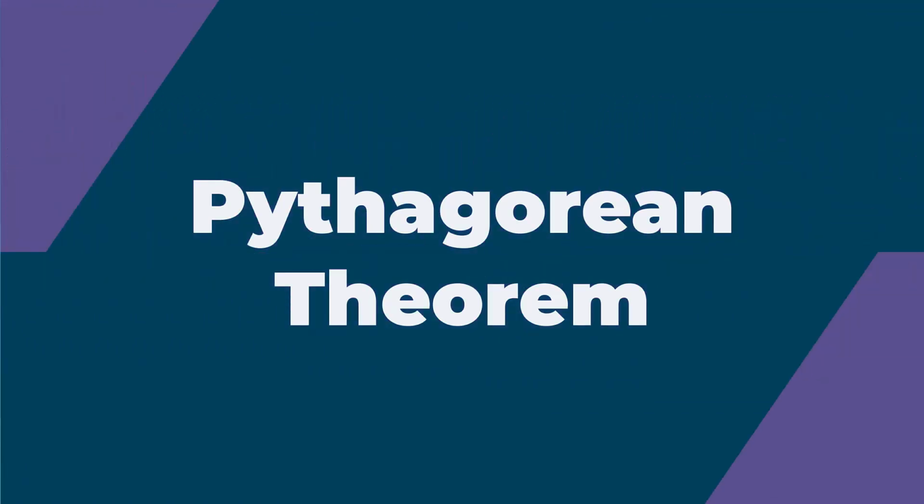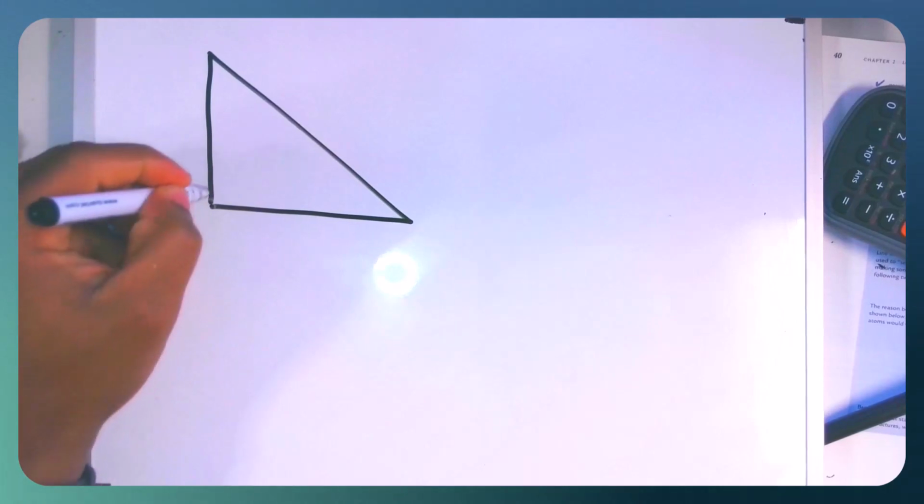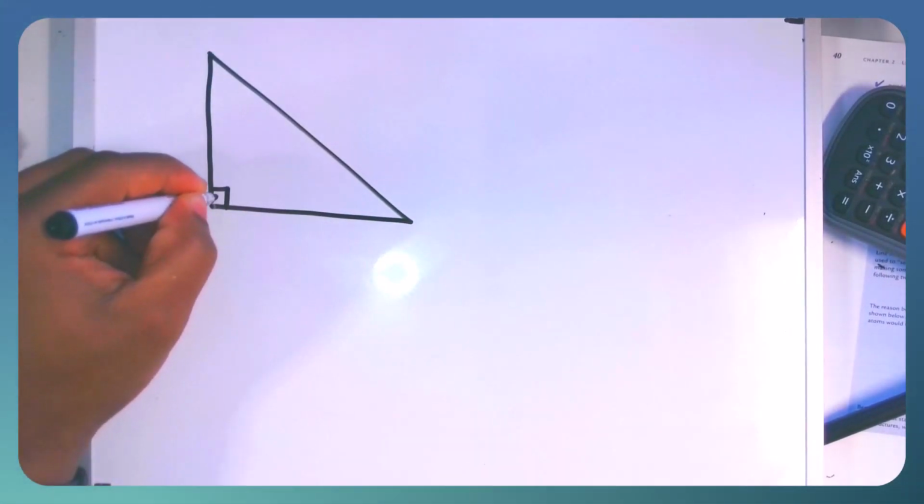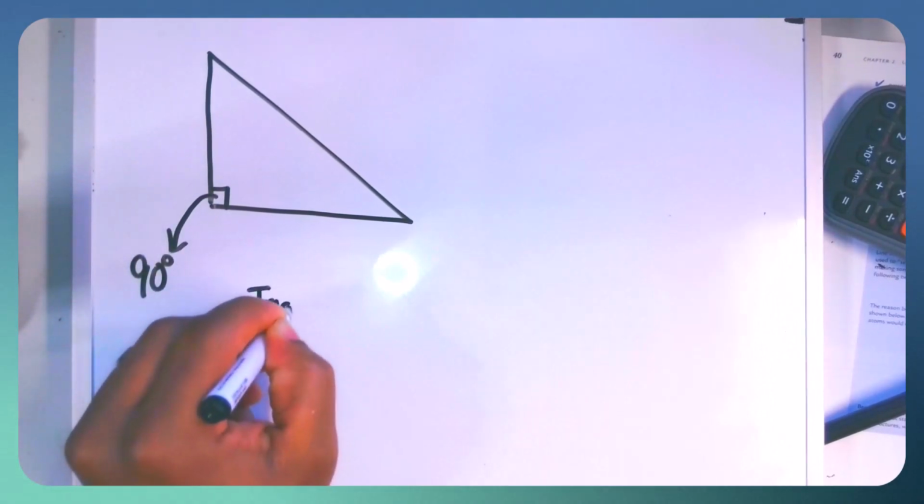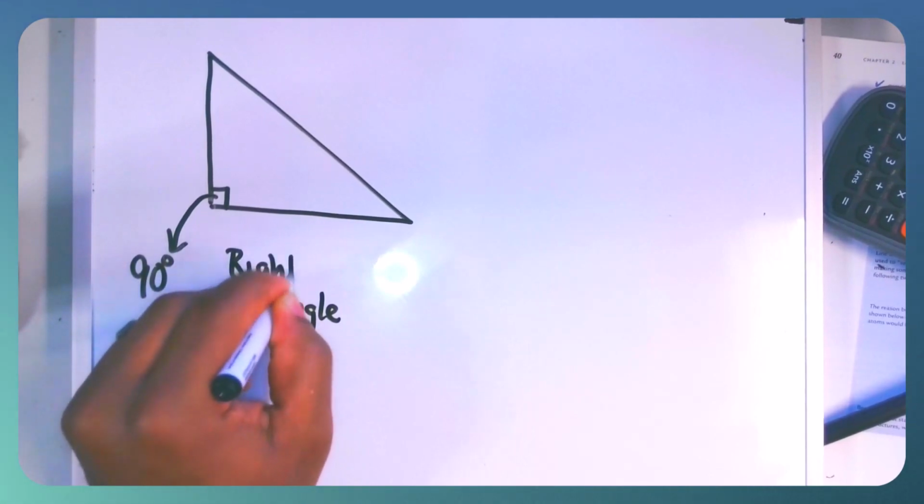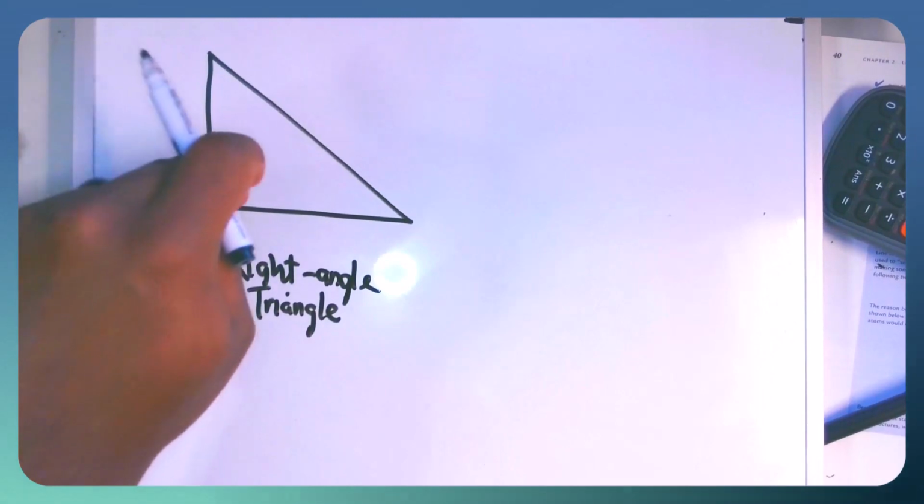Determining the size of this shape comes into play when we look at first defining what this shape is. This shape here is named based on this particular special angle, which is measured to be 90 degrees perfectly. Therefore, this shape automatically is a type of triangle, which is called what? A right angle triangle.